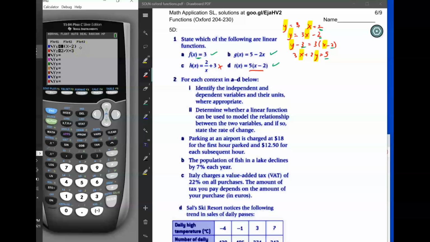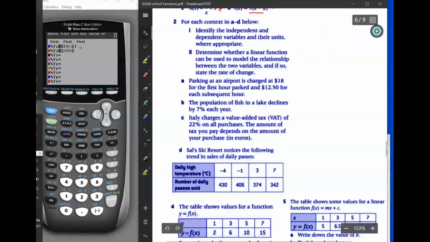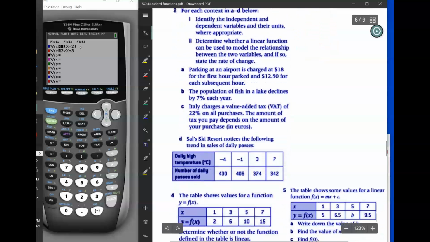Number 2: for each context A through D below, identify the independent and dependent variables and their units where appropriate. So remember in the investigation where we learned that the independent variable is associated with x and the dependent variable is associated with y. Okay, and their units. Let's take a look at that in a minute.